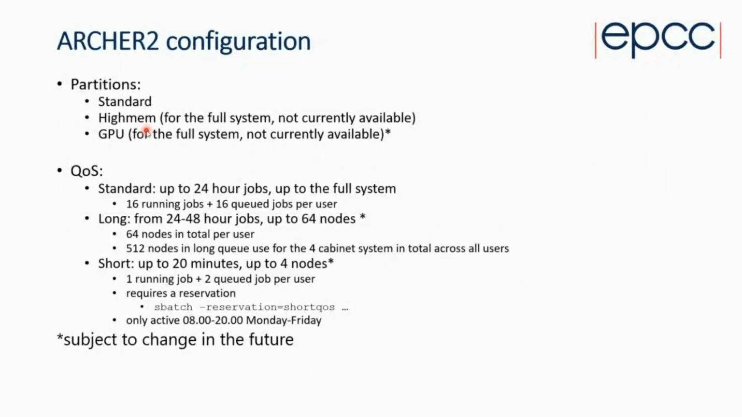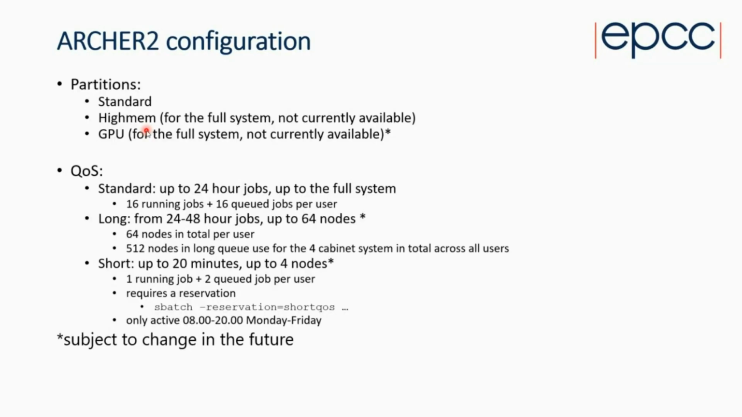And then we have 2 other QoSs set up at the moment. One's called long and one's called short. The long one lets you run jobs which are over 24 hours but under 48 hours. If you try and submit a job to that which is under 24 hours, you will get an error when you try and submit a job and it won't let you submit it. So it has to be over 24 hours.